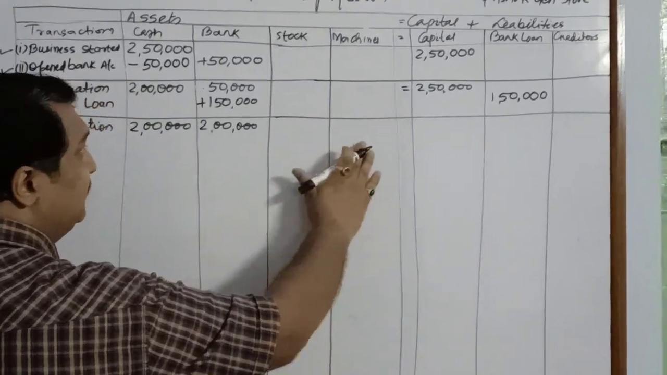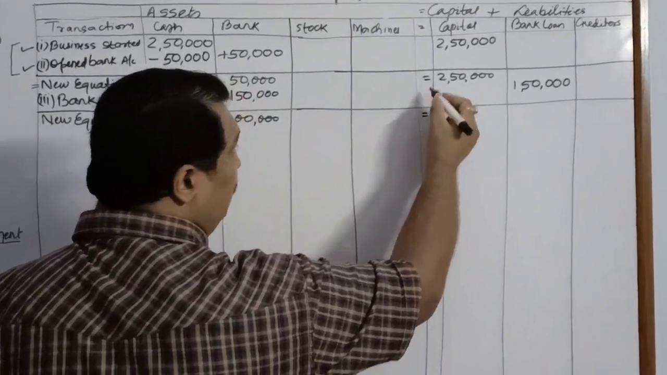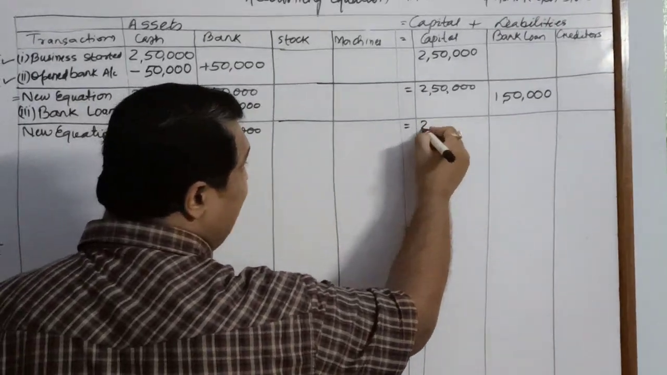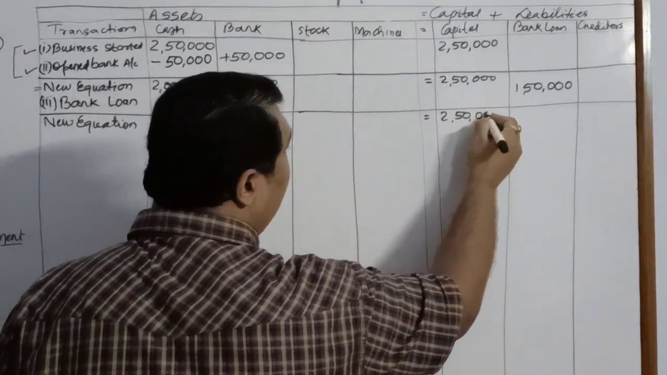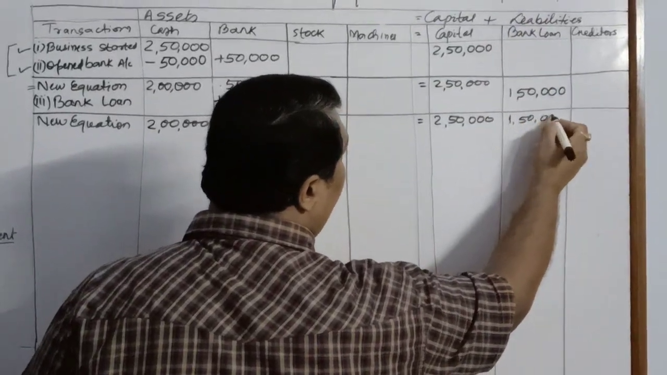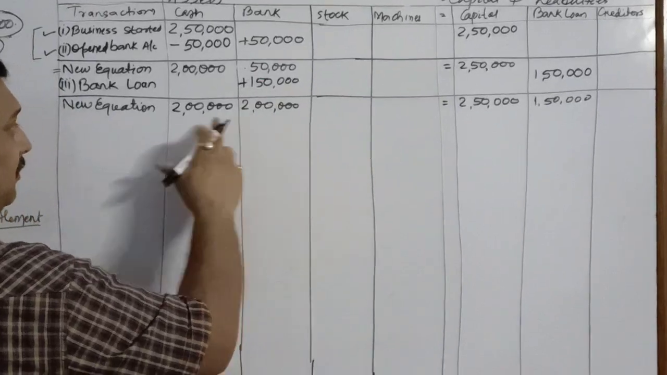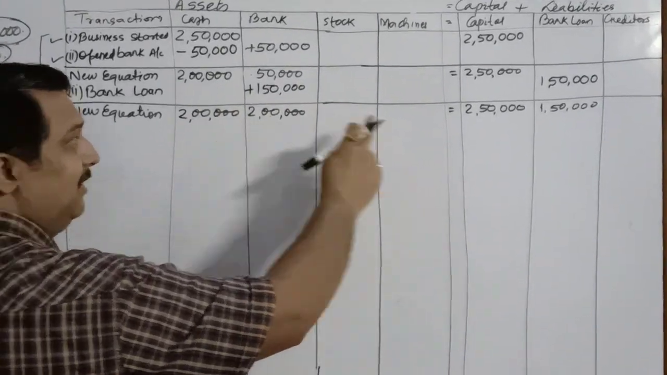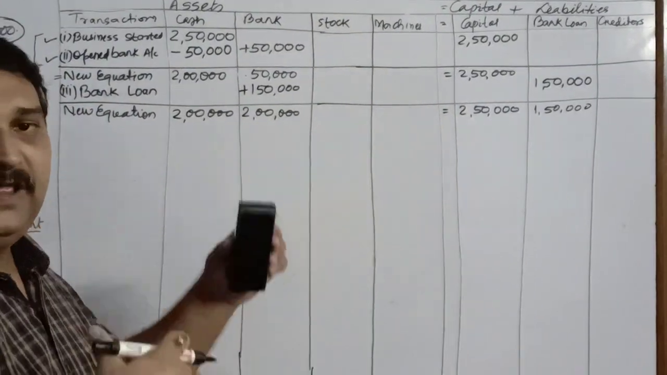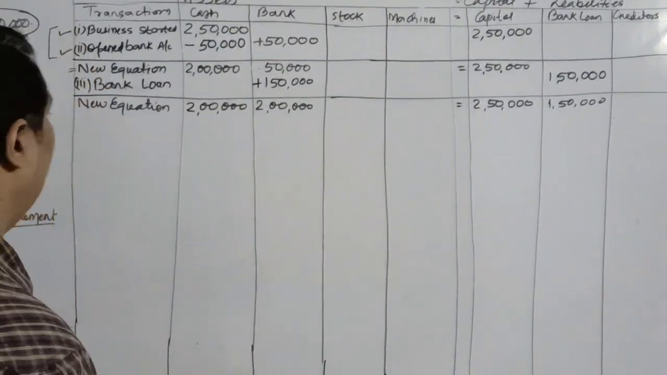No items for stock and machines, so equal sign in this particular column, and no change in capital. So capital is still 2,50,000, and my bank loan has become 1,50,000 now. If you check, 2 lakh plus 2 lakh, 4 lakhs, and 2,50,000 plus 1,50,000 means 4 lakhs. That means both the sides are still equal.